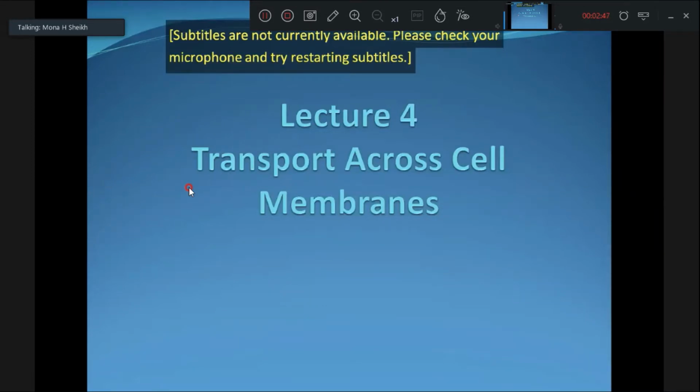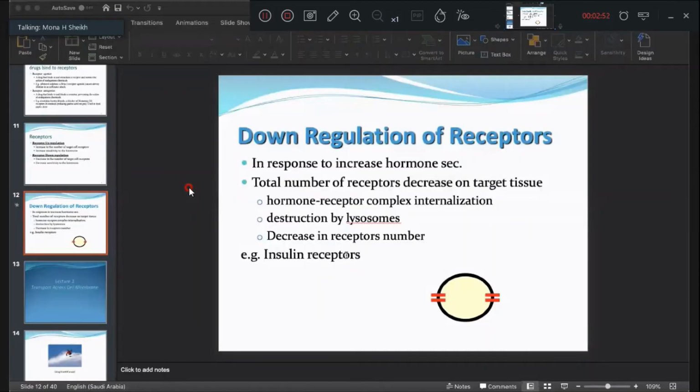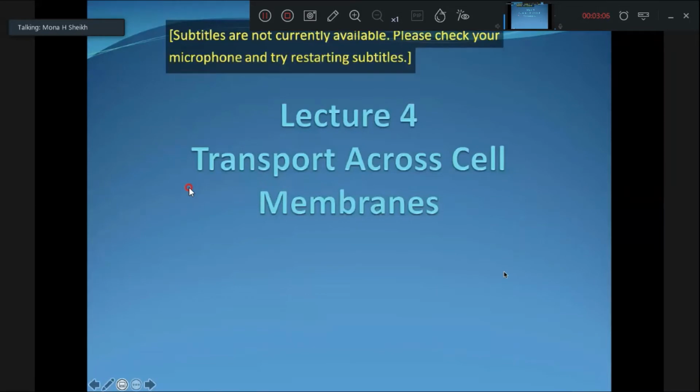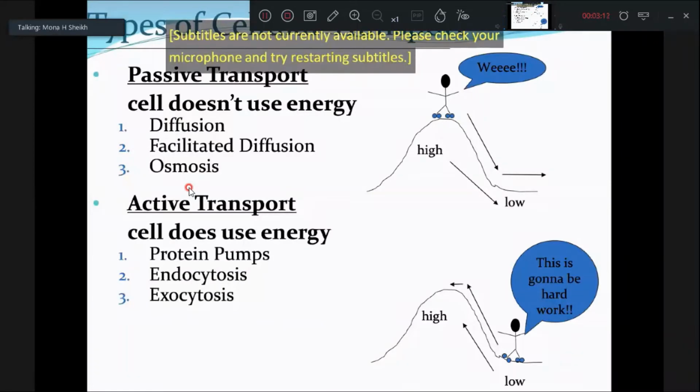So we talked about mechanisms by which the cell membrane can allow substances inside the cell. And now we want to talk about transport across the cell in more detail. What are the protocols that the cell takes in order to allow this? There are simple protocols, which we call passive transport and active transport.